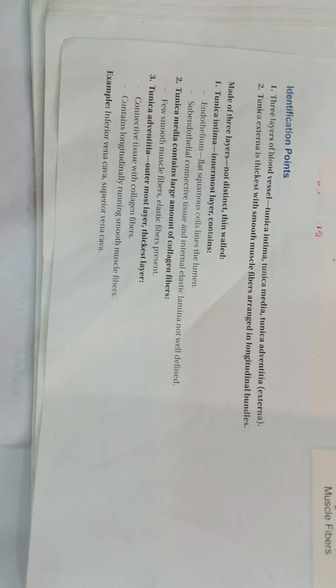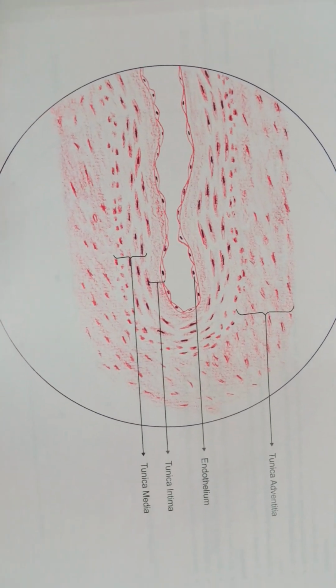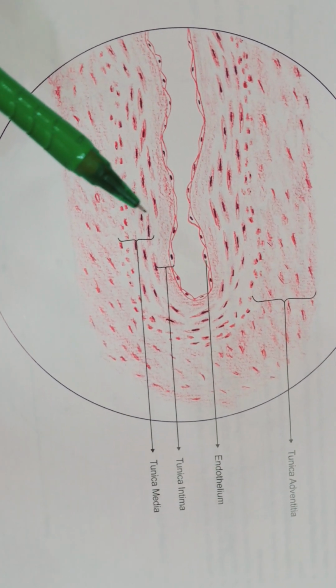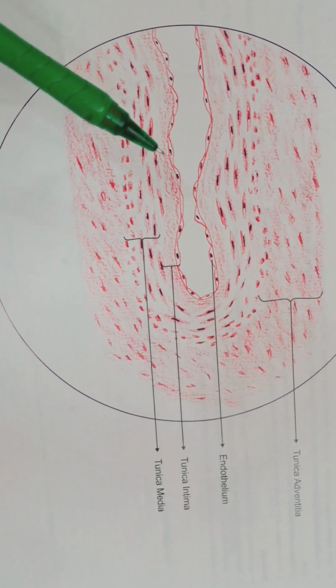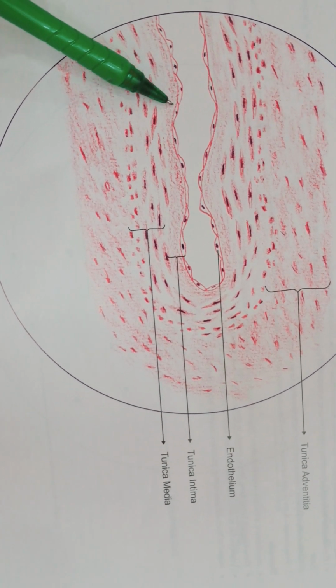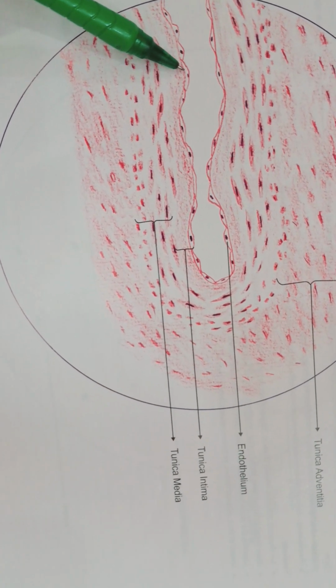Now let us see the histology of medium-sized vein. This is the medium-sized vein. It also consists of tunica intima, media, and adventitia. Tunica intima consists of endothelium, which consists of flat squamous cells with basal lamina. This is the basal lamina. This lines the lumen.